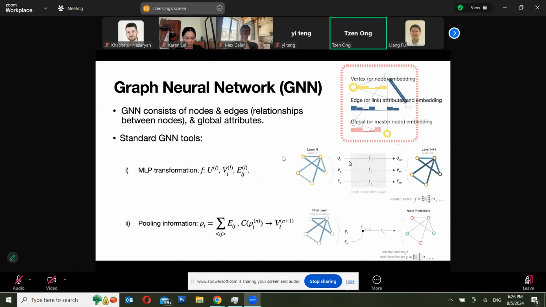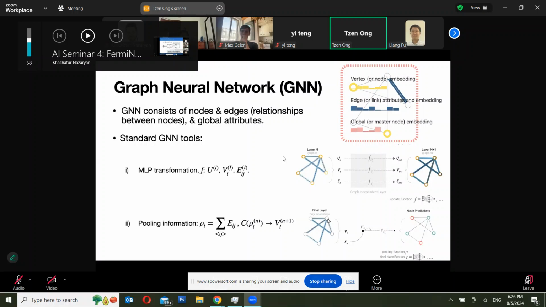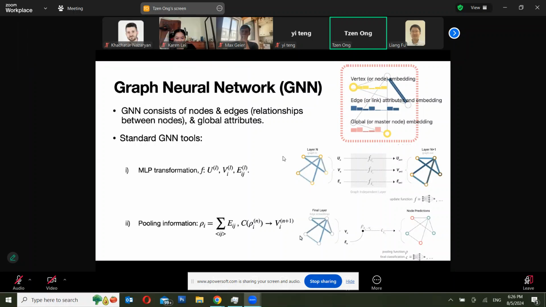So this is the simplest way. You have different neural networks for each one: UN, VN, and EN. But you're not really making use of the connectivity of the graph here. This vertex, let's call it 1, depends on all the other nodes: it depends on 2, 3, and 4, and also on the interactions between 1 and 2, 1 and 3, 1 and 4, 1 and 5.